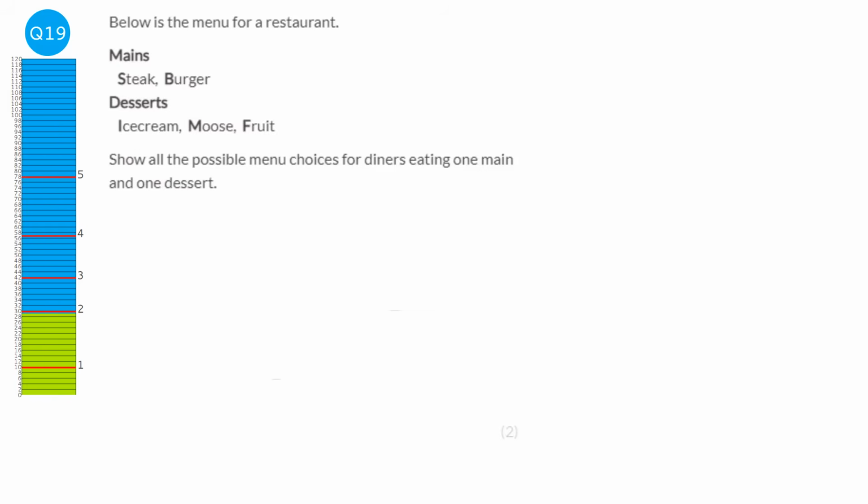It's really important when answering this question that we're really methodical. So we're going to start off just looking at steak. And so I'm going to start off with the S. And we're going to pair it with the first dessert, which is the ice cream. Then we're going to pair the steak with the second dessert, which is the mousse. Then we're going to pair it with the third dessert, which is the fruit. So we're being really methodical. We've done all of the combinations with steak. And so we're going to look at burger next.